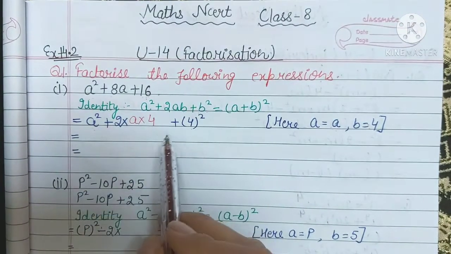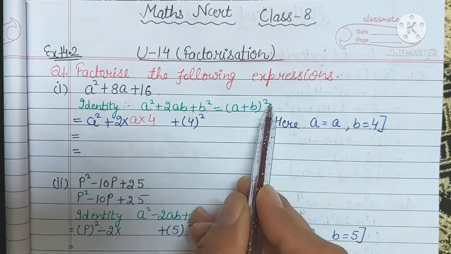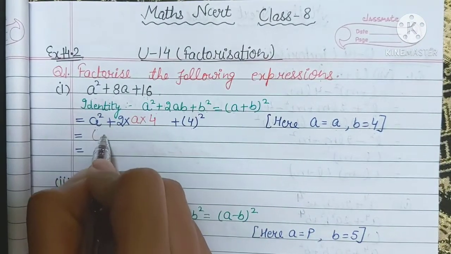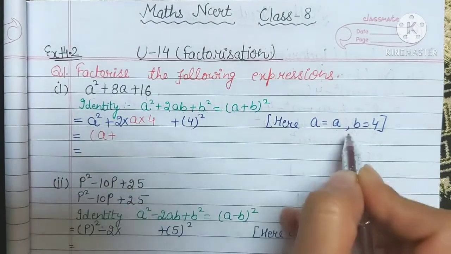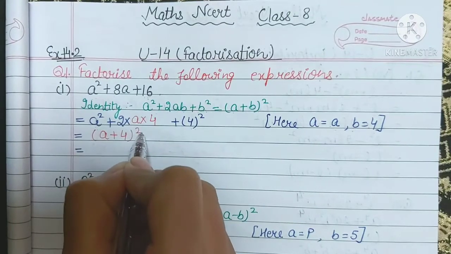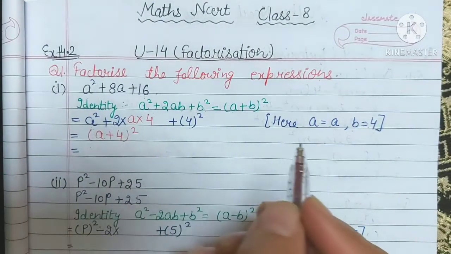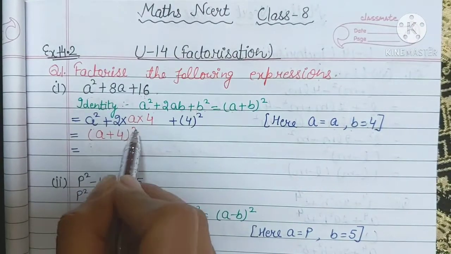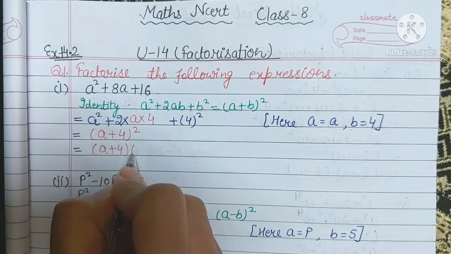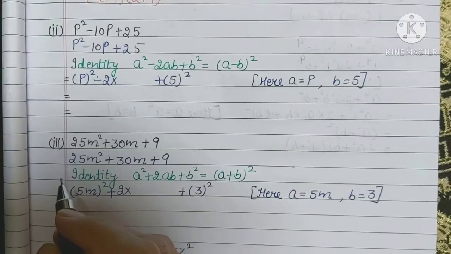And what is this identity? It is equal to a plus b whole square. It means it should be equal to a plus, instead of b what will I write? 4 square. As x square means x multiply x, a plus 4 square means it will be a plus 4, a plus 4, right?